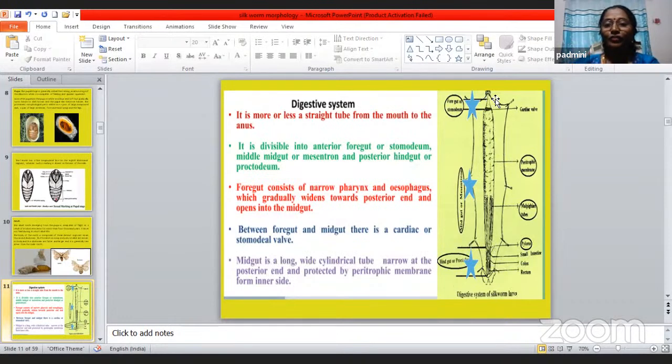The foregut consists of a narrow pharynx, which opens into a small esophagus, and the esophagus opens into the larger midgut. Between the foregut and the midgut there is a cardiac stomodeal valve. The midgut is a long, wide cylindrical tube, narrow at the posterior region. So it is wider in the midgut region and slowly narrows down at the posterior region, and it is protected by the peritrophic membrane from the inner side.